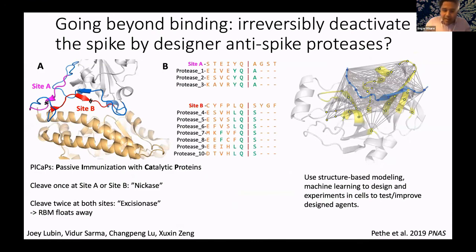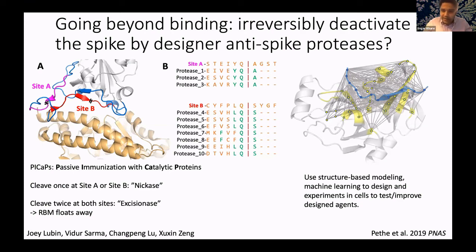In my own lab, we have been thinking about trying to go beyond just binding for passive immunization. And the question that we asked is, what if we were to go beyond binding and instead, rather than just block it, what if we were to develop reagents that allow us to irreversibly damage the viral spike protein, the viral RBD, that is the business end. And we call this strategy PICAPS, which is passive immunization with catalytic proteins.